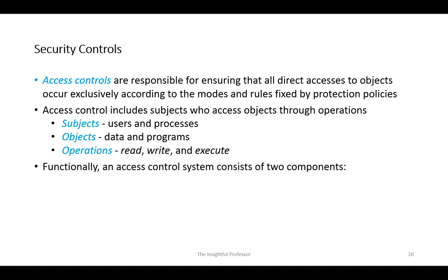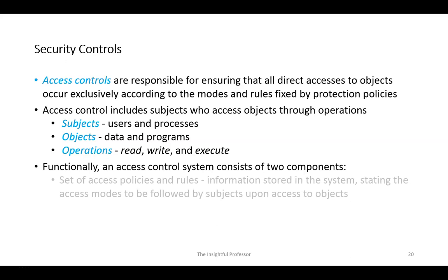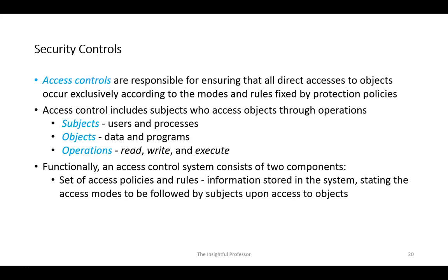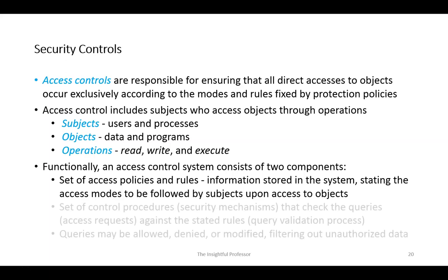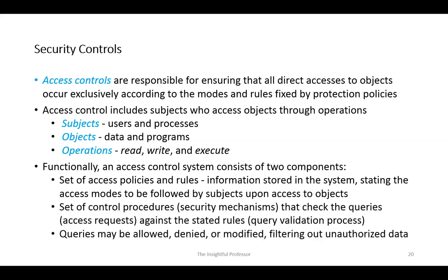Functionally, an access control system consists of two components: a set of access policies and rules, information stored in the system, stating the access modes to be followed by subjects upon access to objects, and a set of control procedures or security mechanisms that check the queries or access requests against the stated rules, kind of a query validation process. Queries may be allowed, denied, or modified, filtering out unauthorized data.